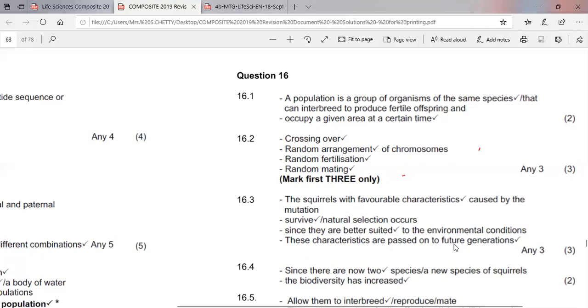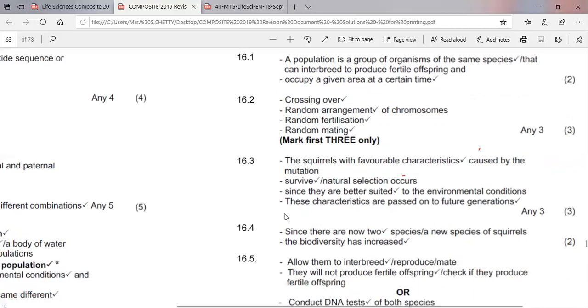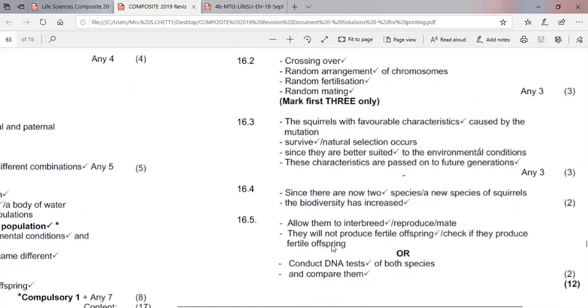So it's always based on your theory, babies. What would happen to biodiversity since there are now 2 species? In other words, you've got a new species of squirrels, the biodiversity is increased. How would you find that there are 2 different species? Allow them to interbreed, and they would not produce fertile offspring if they are 2 different species. If they produce fertile offspring, then they are the same species. Are you with me? So if they're 2 different species, they will not produce fertile offspring. There we go. Or you can conduct DNA tests and compare them. Lovely, my darlings? Good.